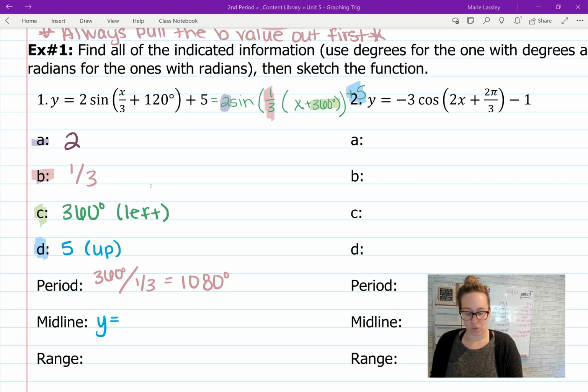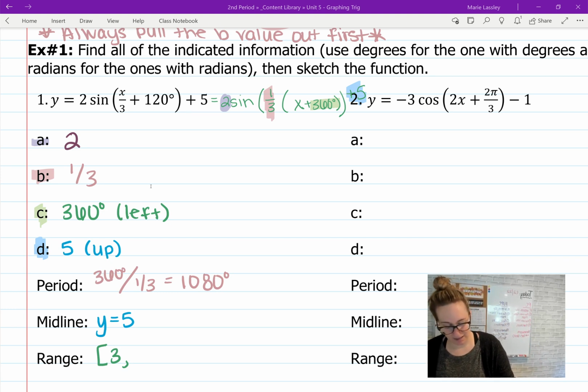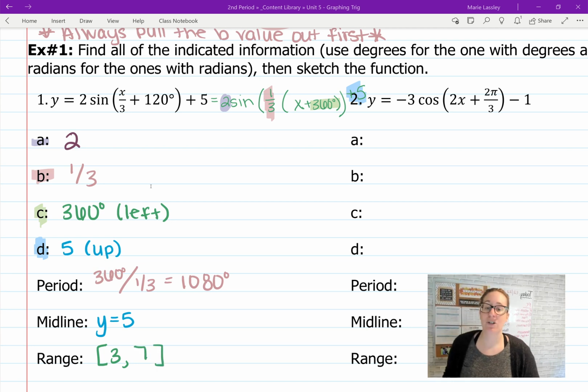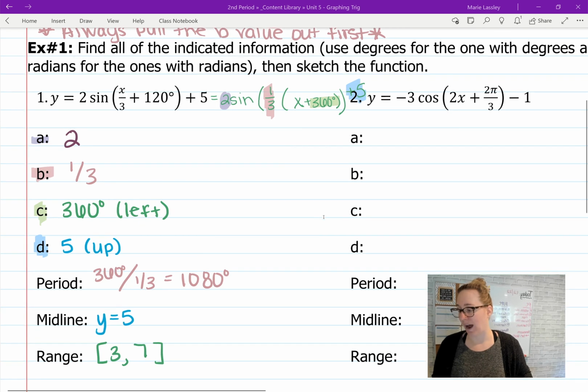And then our range, that's the difference. We take our midline and add the amplitude, and we take the midline and subtract the amplitude to get our range. So if our midline is 5, to get our smallest value, we subtract 2. So 5 minus 2 gives us 3. To get our max value, it's the midline plus the amplitude, so 5 plus 2, which gives us 7. Okay, so those are all the key pieces. So now I can go ahead and start looking at my graph.